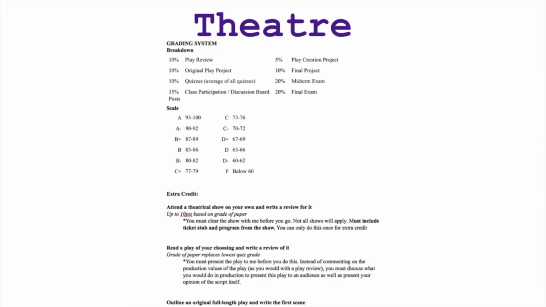Now, for the extra credit assignments here, you can do all 3 assignments. However, you can only do each assignment once. So what that means is you can go see a live show and write a paper on it, and you could read a play and write a paper on it, and you can write a second play and hand that in. So you can do all 3 of those. However, you can't attend 3 live shows and write 3 papers on it and get up to 30 points on your final grade. That doesn't work. So you can do all 3 of those assignments, but you can only do each assignment once.